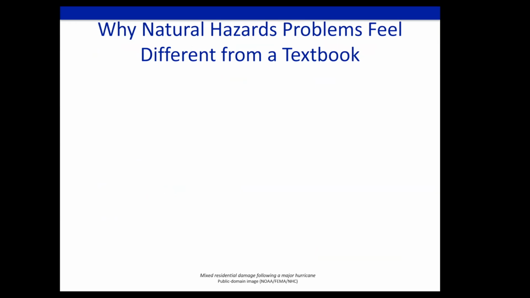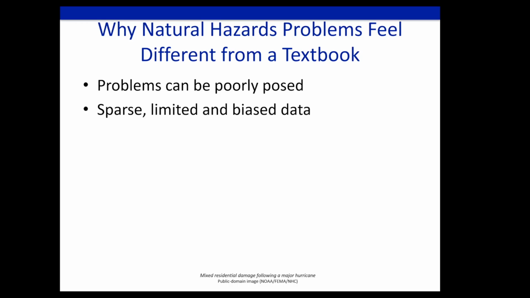So, okay, let's start with why real full-scale problems, whether they're natural hazards or not, feel different from a textbook problem you're accustomed to from the undergraduate days and master's level work. They're kind of obvious, but we should probably enumerate them. Most real problems are poorly posed or poorly defined to start out with. You're often limited with sparse or even biased data that has to get untangled before it's of any use.